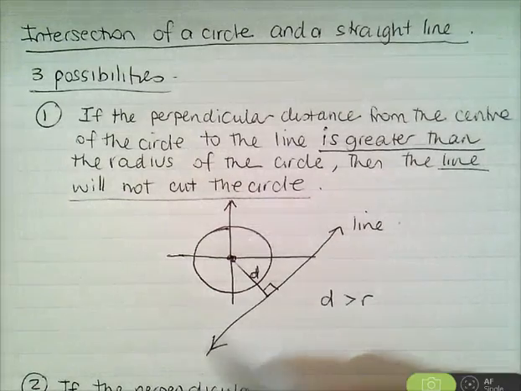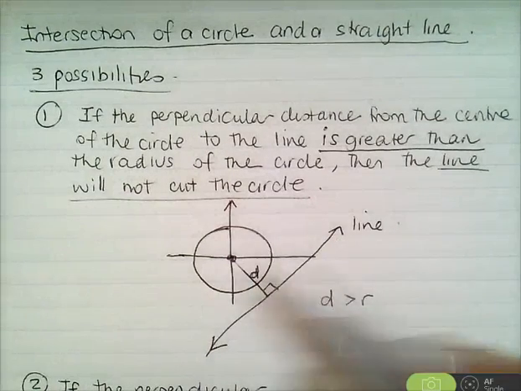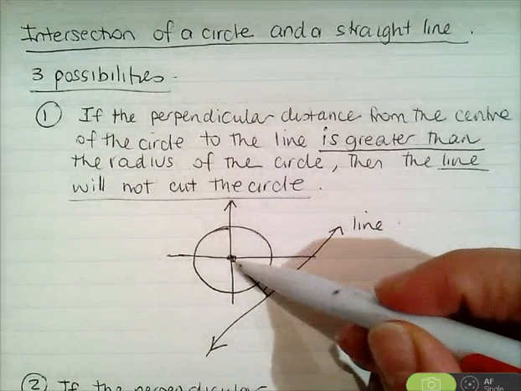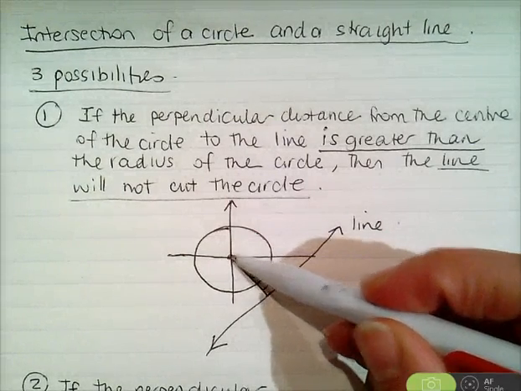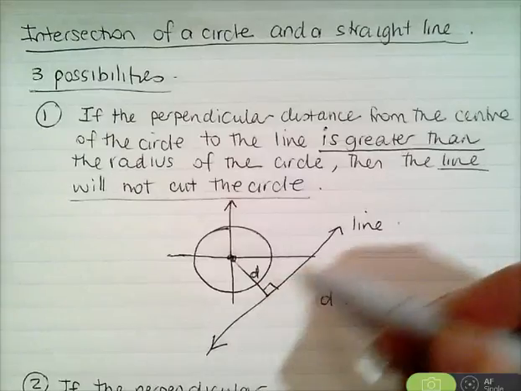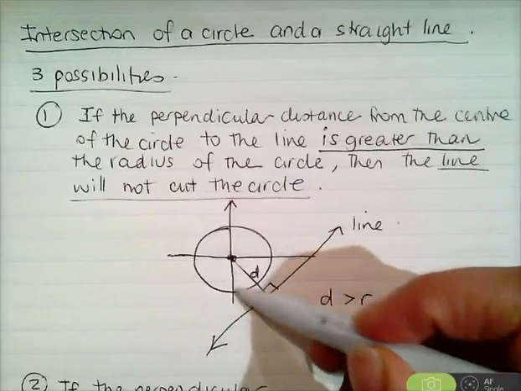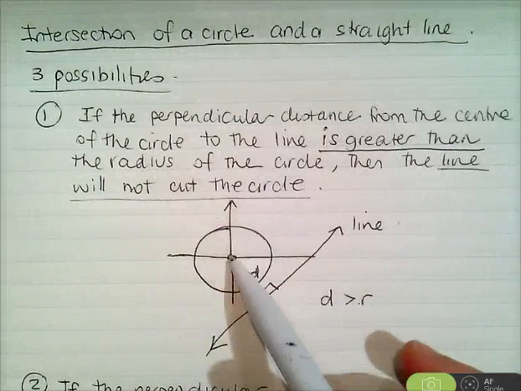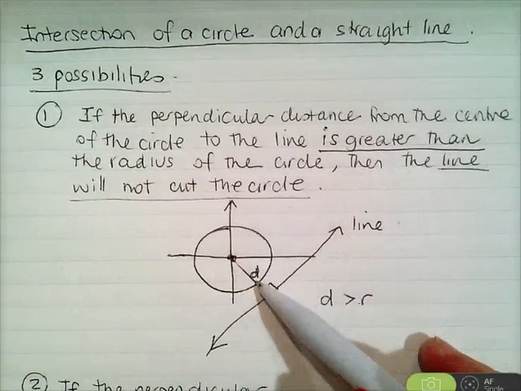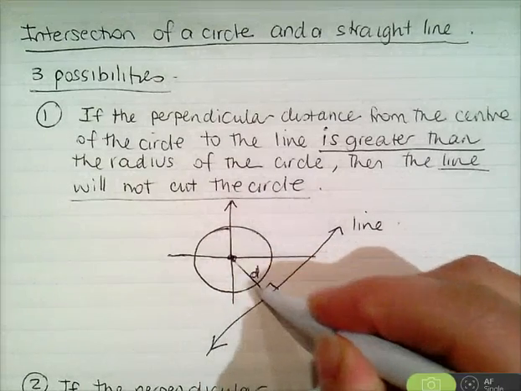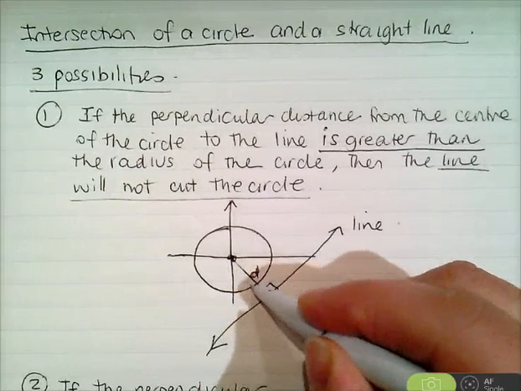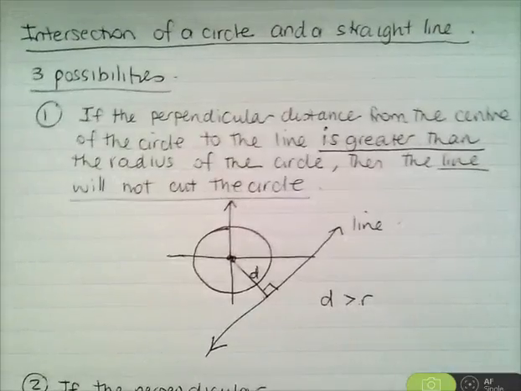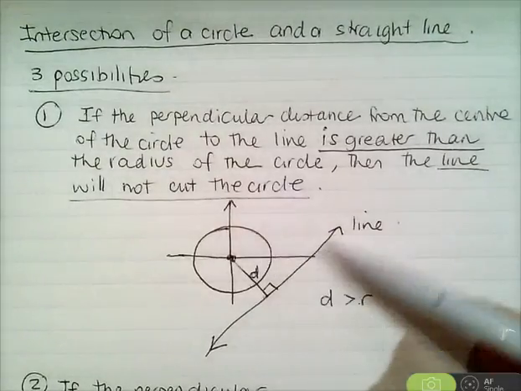The first possibility is that the line will not cut through the circle. If the line does not cut through the circle, then the perpendicular distance from the center of the circle to the line would be greater than the radius of the circle. So if the perpendicular distance from the center of a circle to a line is greater than the radius of the circle, so that's the distance from the center to the line, and this would be the radius just up to there, then the line will not cut the circle. Okay, that's our first possibility with a circle and a line.